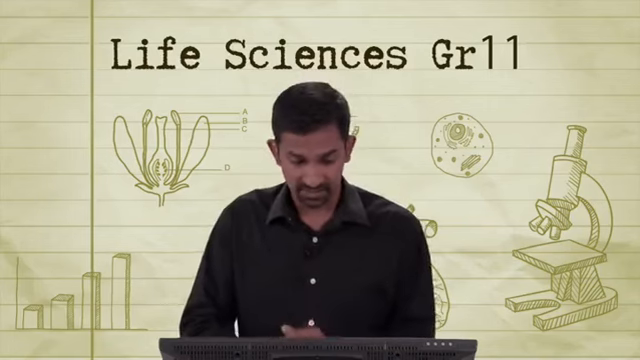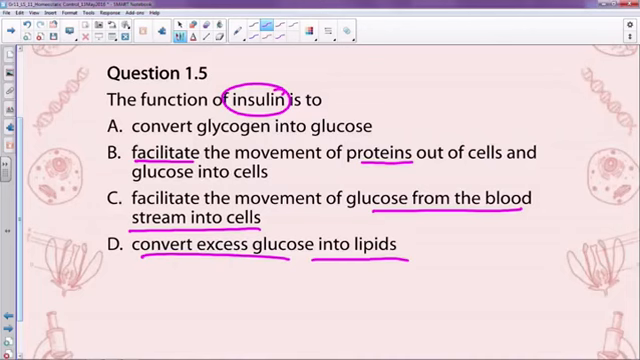So let's look at this. It converts glycogen to glucose. I don't think that's the option that I discussed. So definitely not that, and that would be what glucagon does. It facilitates the movement of protein out of the cells and glucose into the cells. I doubt. It facilitates the movement of glucose from the blood stream into the cells. And this for me sounds quite correct. It converts excess glucose into lipids.